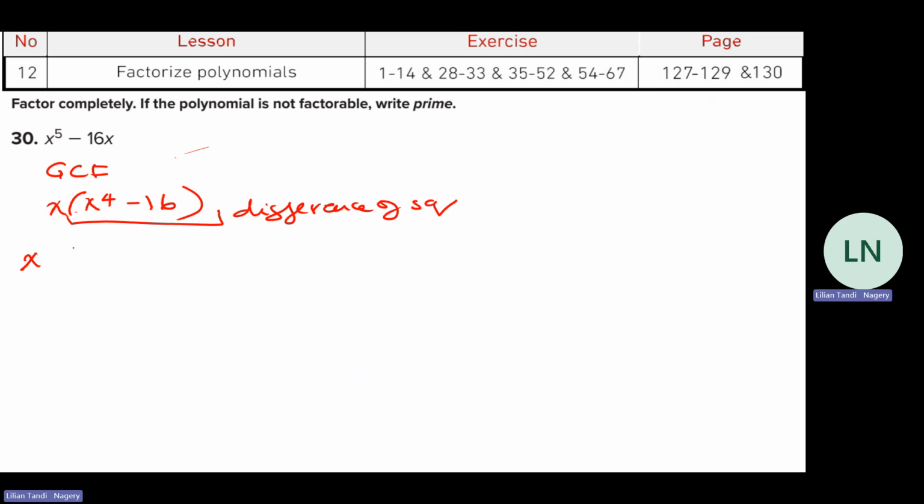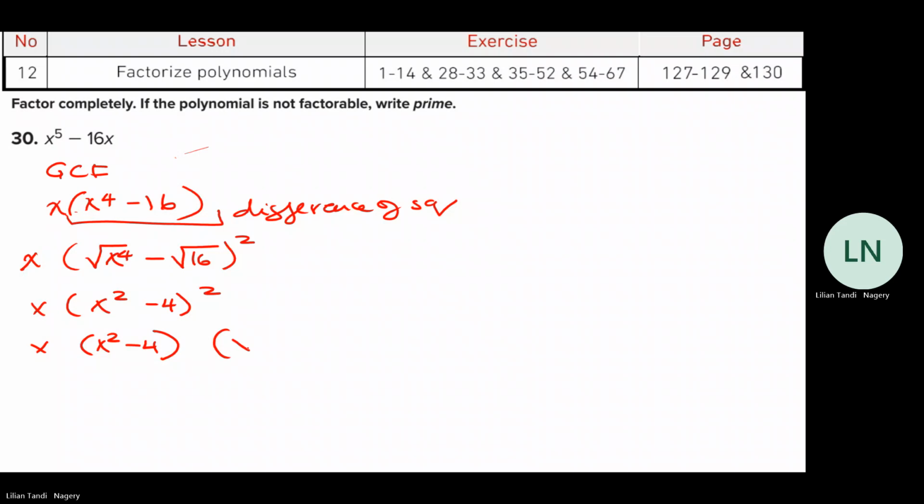So I'm going to do square root of x to the 4th minus square root of 16. X, but then this is squared. So this will be x squared minus 4 squared. So what does this mean? This means x squared minus 4 and x squared plus 4. Remember, difference of squares, you need two brackets, one with plus and one with minus.